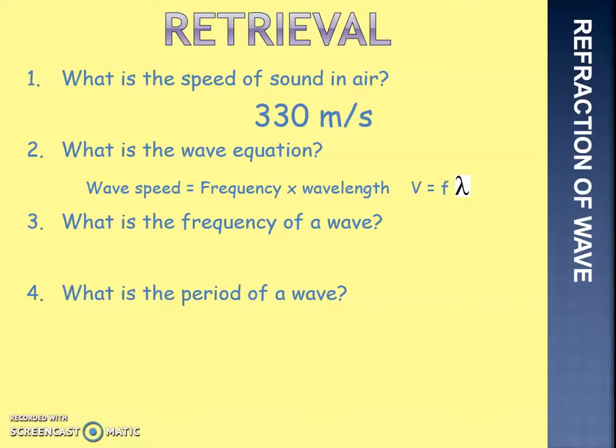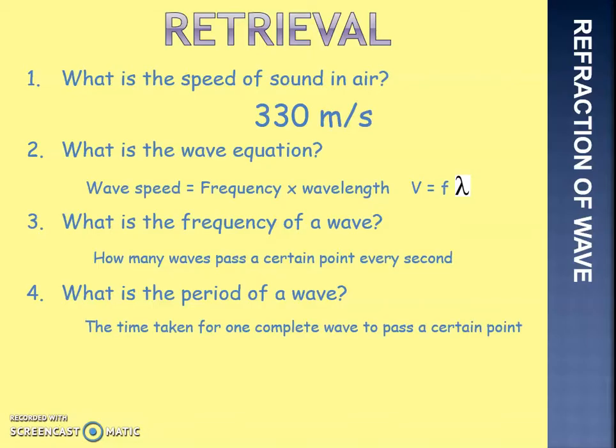Question 3. What's meant by the frequency of a wave? Frequency of a wave is how many waves would pass a certain point every single second. So how many vibrations the wave would go through in every second. What's the period of a wave? It's related to the frequency. It's the time taken for one complete wave to pass a certain point.